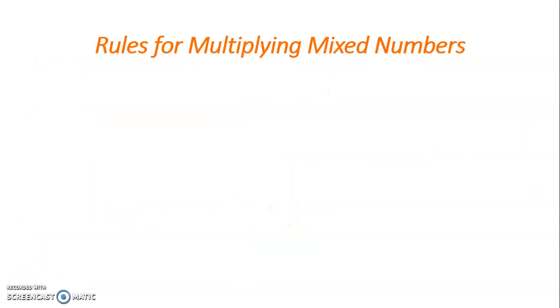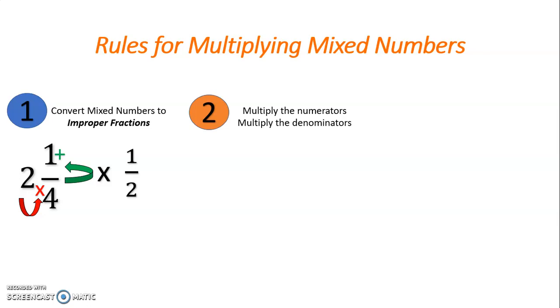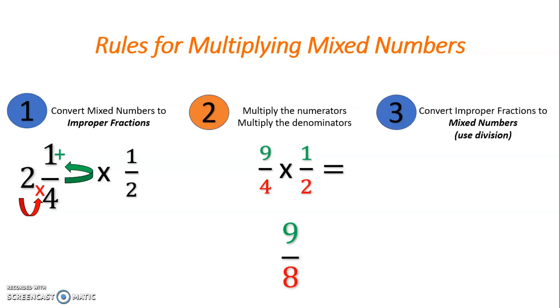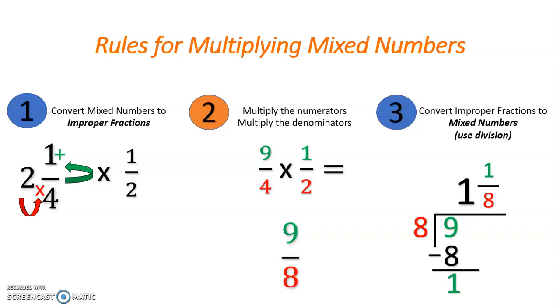So to recap our rules for multiplying mixed numbers, in step 1, we will convert mixed numbers to improper fractions. In step 2, we will multiply the numerators, multiply the denominators. In step 3, we will convert all improper fractions back to mixed numbers using division.